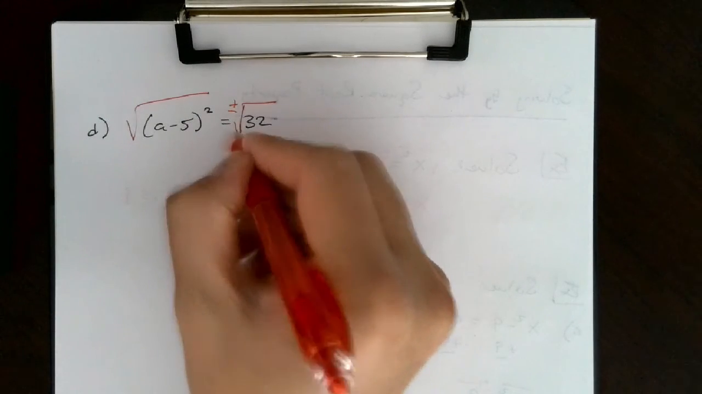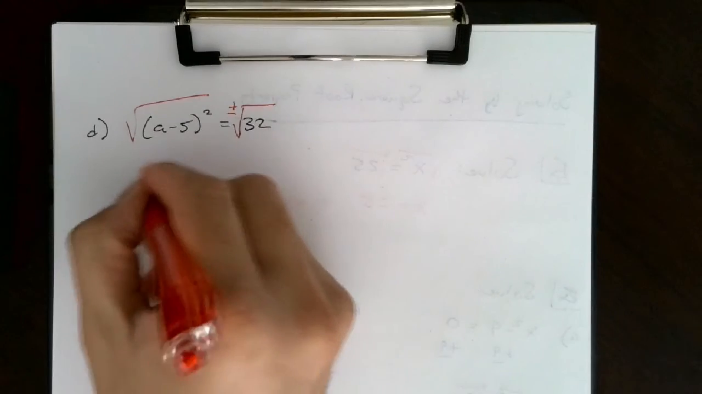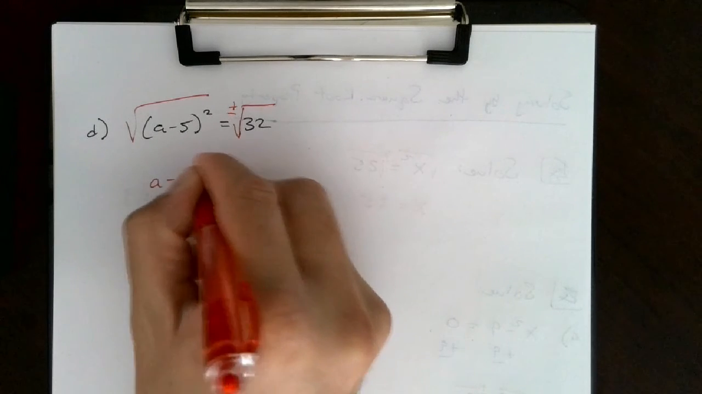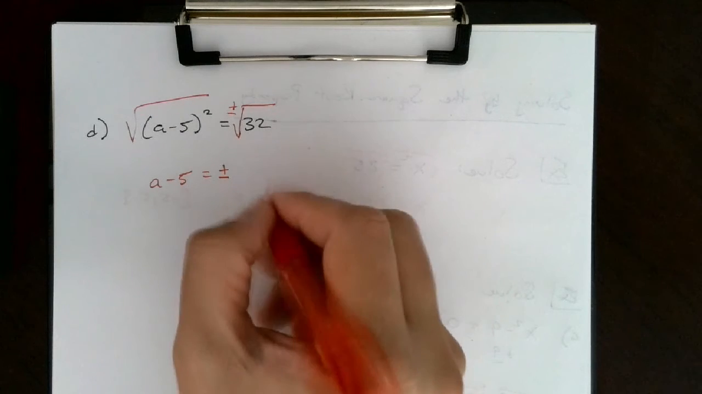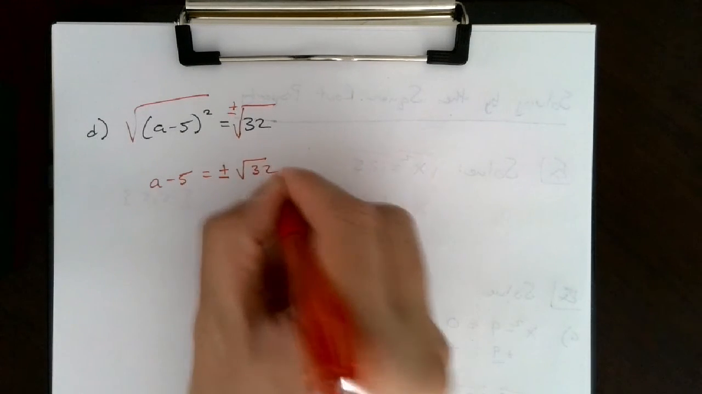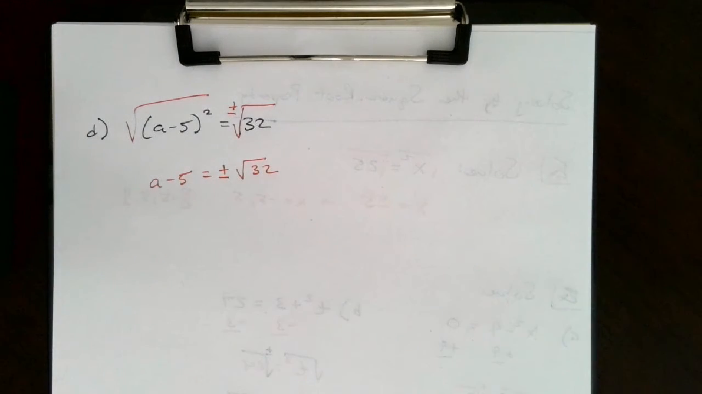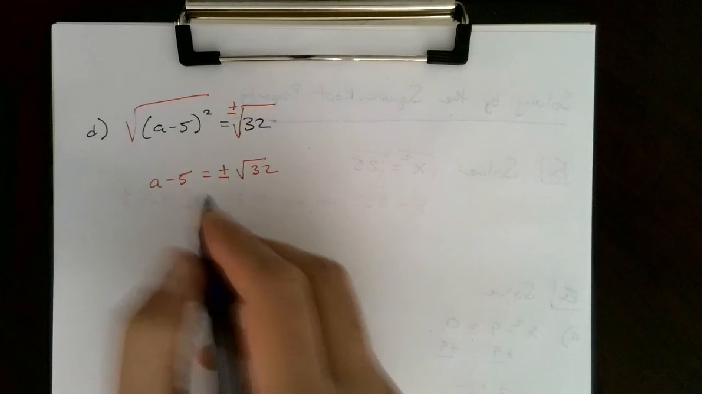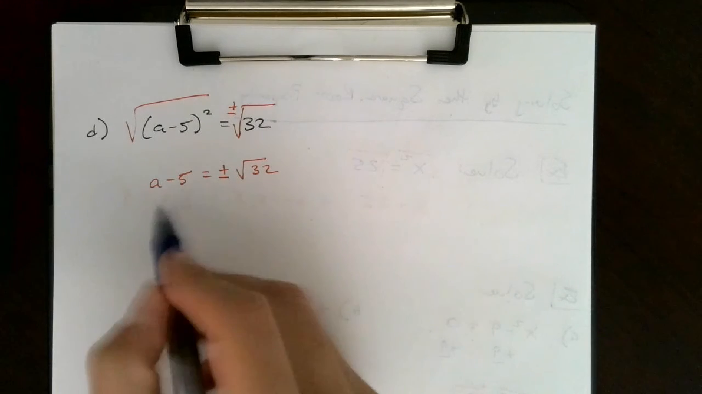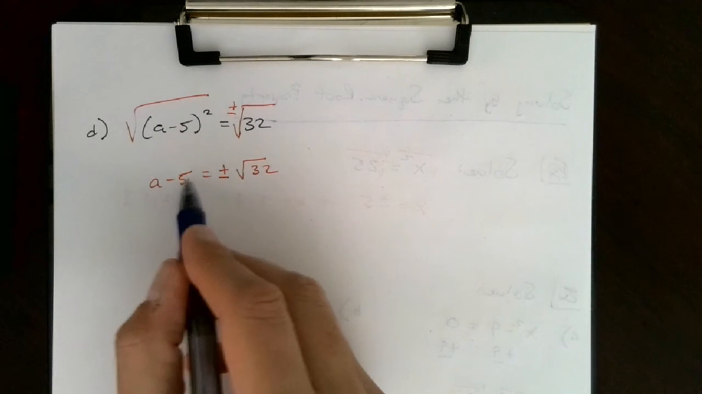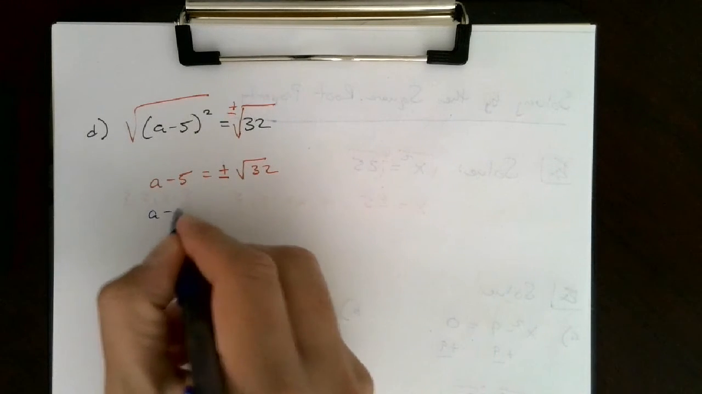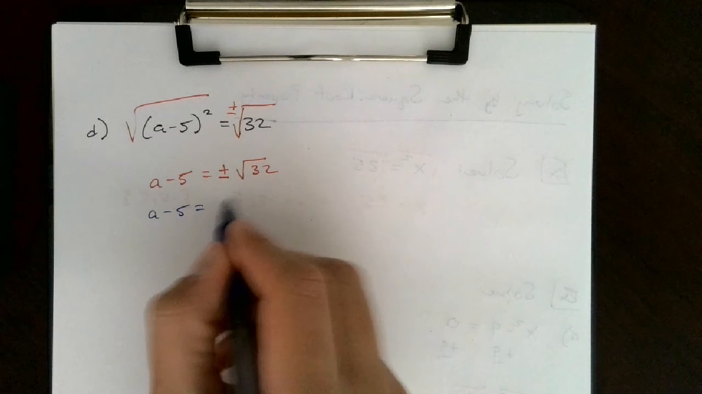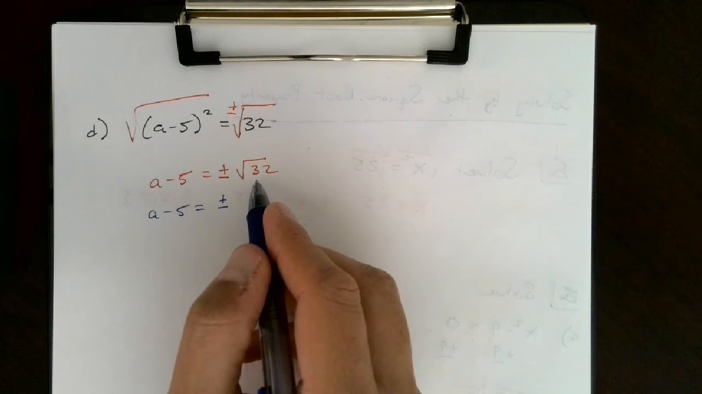So we've got the square root of a minus 5 squared is just a minus 5. It's equal to plus or minus in front the square root of 32. Now we'll simplify that in a moment. Let's just make sure we've got that part down. Now I'm going to simplify the square root first, then I'll move the constant over to the other side. You don't have to, you can move it now, but it's easier probably to do this first. So we have a minus 5 equals plus or minus the square root of 32.